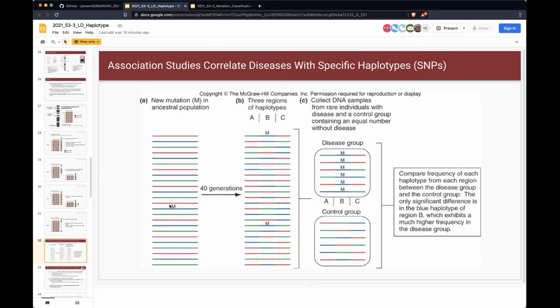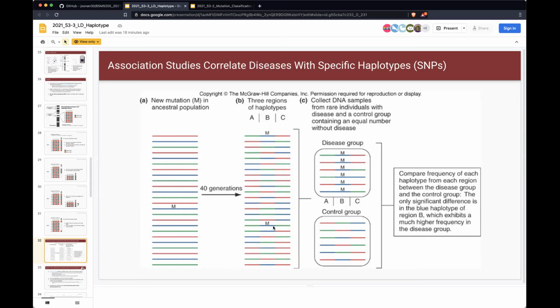And this mutation could give a risk to certain traits or diseases, sometimes diseases like Alzheimer's or Parkinson's, because they have late onset, right? This mutation could survive over time and segregate to the next generation, and it forms LD blocks at these positions. Over many generations, like 40 generations, it has three haplotype blocks on these genomic locations, right?